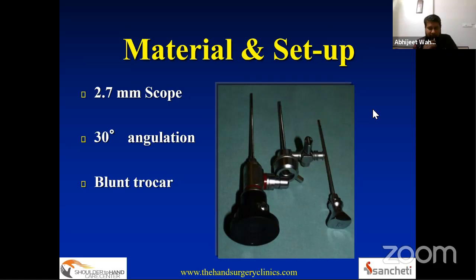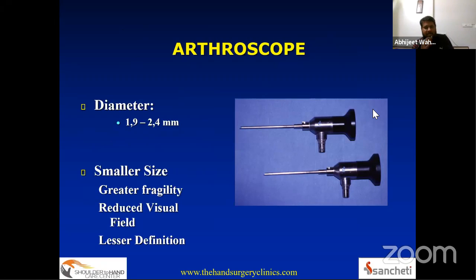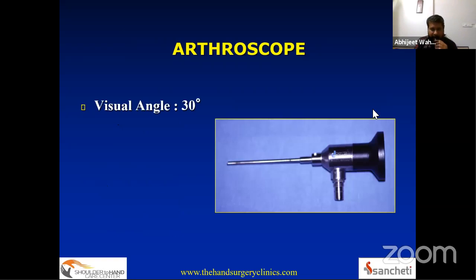How does wrist arthroscopy differ from other arthroscopies? It is different in the sense that we are using small, very delicate and fragile instrumentation. The scope is either a 2.9 or a 1.9 millimeter scope, which is short in length. It has a 30-degree angulation, but 70-degree scopes are also available. The trocar is blunt so as to not cause injury to the cartilage as you enter the joint. We used to have this problem of reduced visual field and lesser definition, but that is a thing of the past now with extremely high resolution cameras and optics that are available.